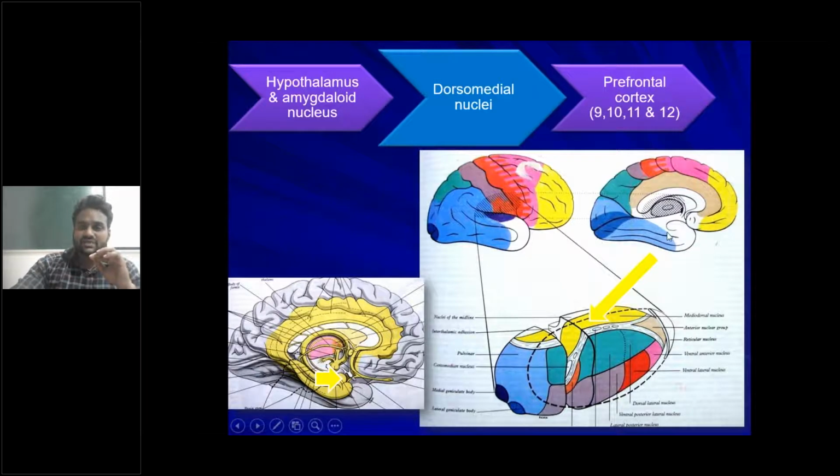on the medial surface. This area you see here is the medial surface of the cerebral hemisphere. This is the medial frontal cortex, prefrontal cortex. So it gives efferent fibers to the medial frontal cortex, and the function of this nucleus is concerned with the mood of the person. That is the main function, mood of the person. This is about the dorsomedial nuclei.